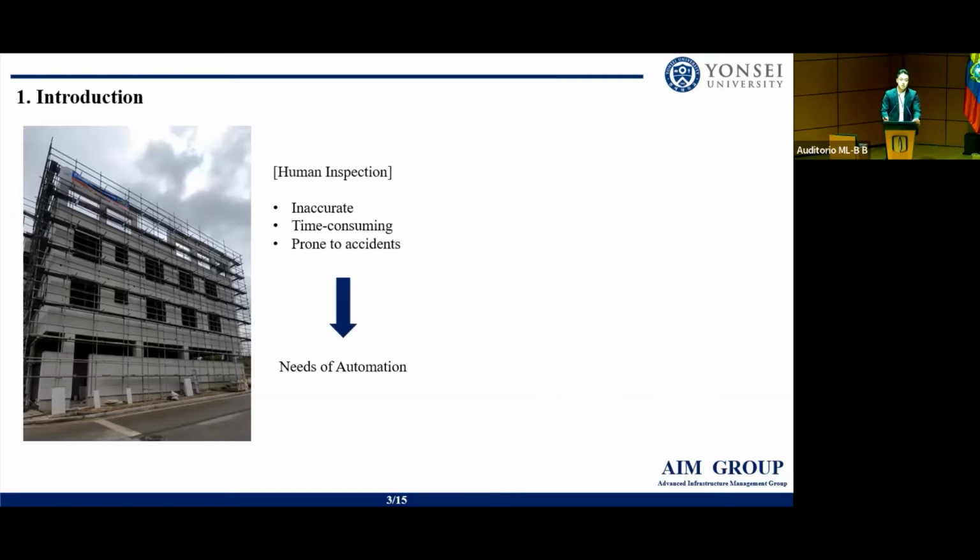Scaffold, because of its temporary status, is assembled and disassembled numerous times even for a single project. And in this process, according to KOSHA, a human safety manager is supposed to check a list of regulations whenever a scaffold is built, resumed after time, and before being disassembled. This is often inaccurate and time-consuming, and the manager himself can be prone to accidents. For these reasons, we thought that automation of this process is needed.